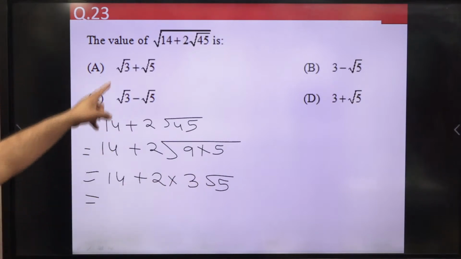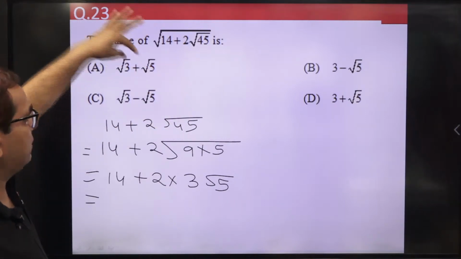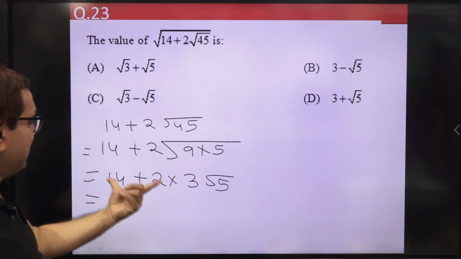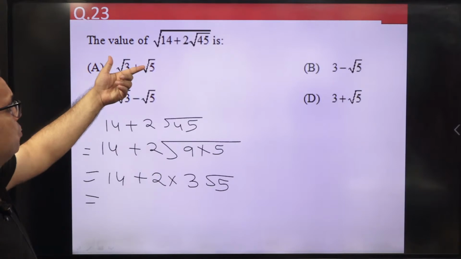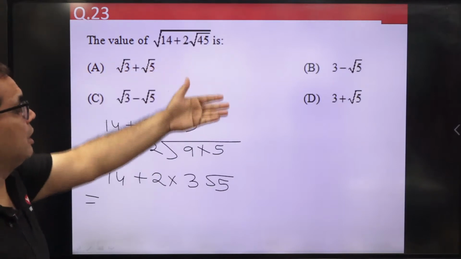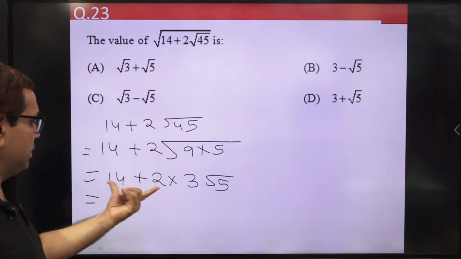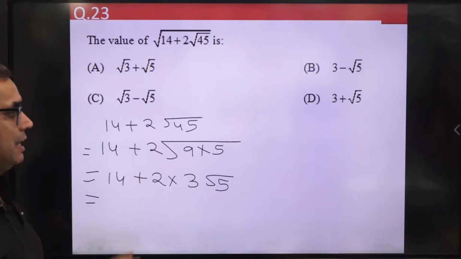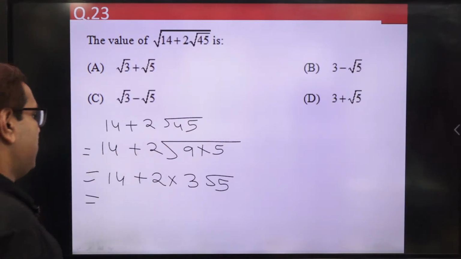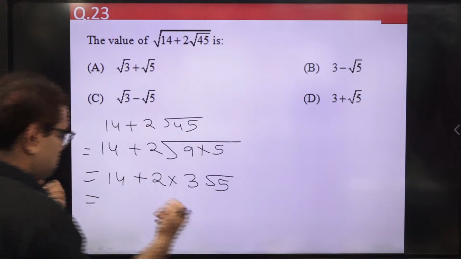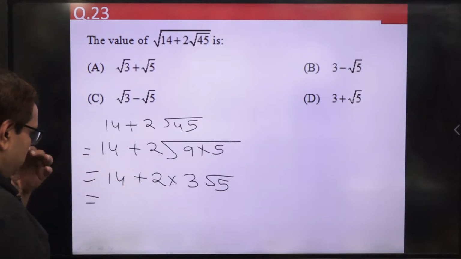So if we square these numbers, suppose we square this one. If we are getting this, then yes, this is the square root. So you square all the options and then see which one is equal to this one. So you can get the answer. This is one approach.